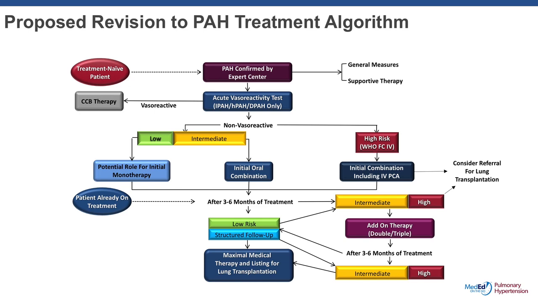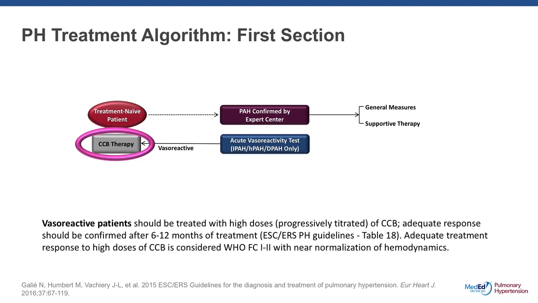The important points include that the diagnosis needs to be confirmed, ideally in an expert center. There are some general measures and supportive therapy, and it's important to do acute vasoreactivity testing to find those patients who may do well on calcium channel blockers. And then for those patients who are non-vasoreactive, we stratify them based on their risk and make treatment decisions of monotherapy, oral combination therapy, or even more aggressive therapy. Another important point is that we need to continuously reassess patients and try to get them into the low risk status.